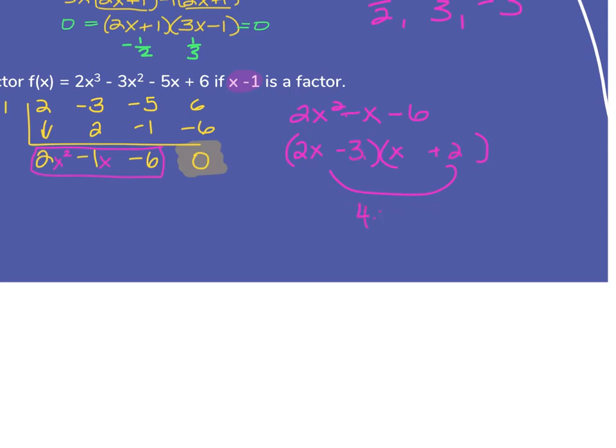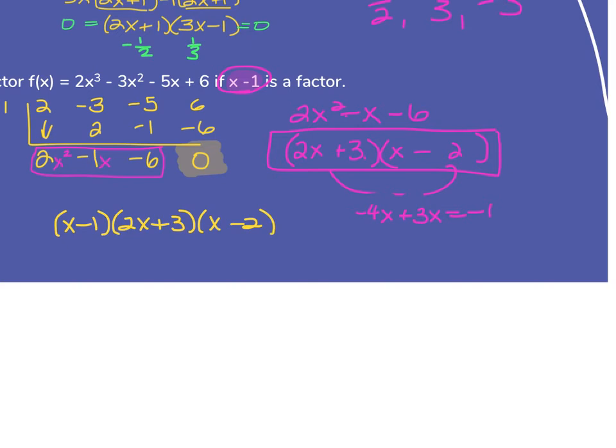3 and 2, 4x minus 3x. Right number, wrong sign. So just switch the signs. Negative 4x plus 3x, and there's my negative 1. So I know this is the correct factored form of my quotient. And then I want to add on the factor that they gave me at the beginning. So I'd get x minus 1, 2x plus 3, x minus 2.